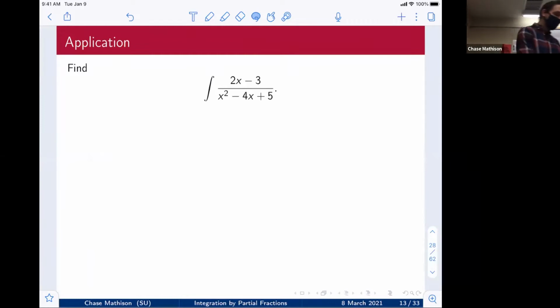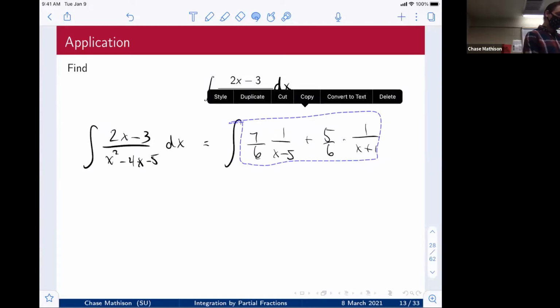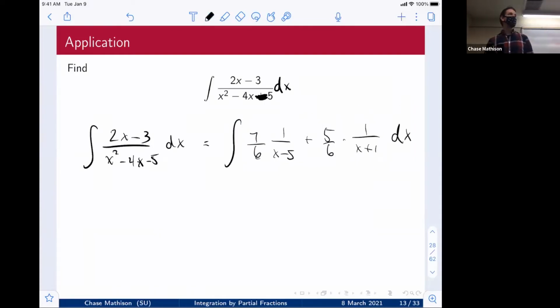We want to integrate 2x minus 3 divided by x squared minus 4x minus 5. Okay, replace that plus with a minus. Well, the way we're going to do this is this integral, 2x minus 3 over x squared minus 4x minus 5 with respect to x, is equal to the integral, I'm going to paste what we found, is equal to this. That's the partial fraction decomposition that we just found of this rational function.